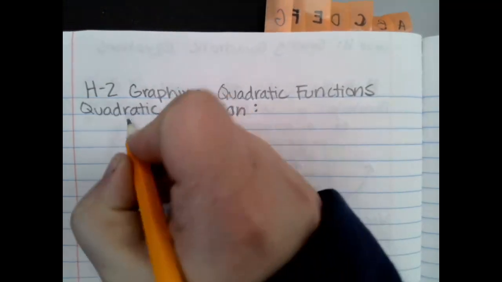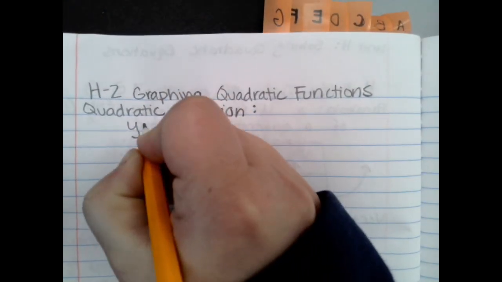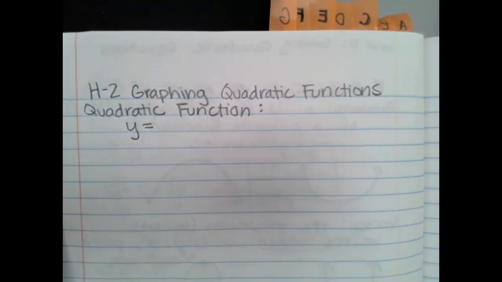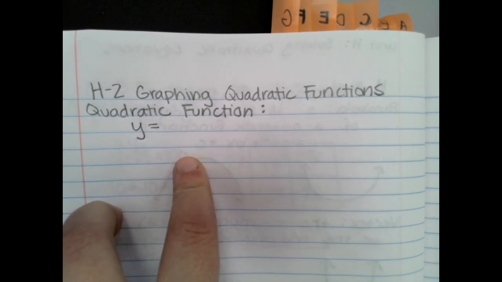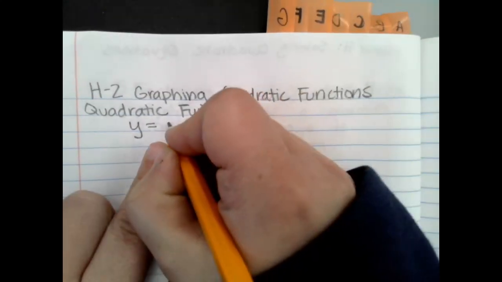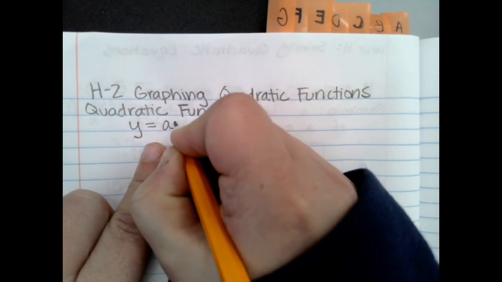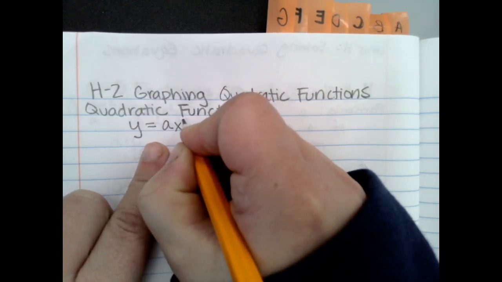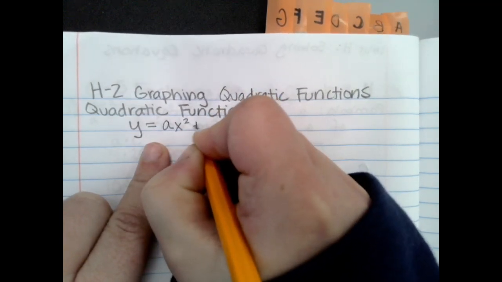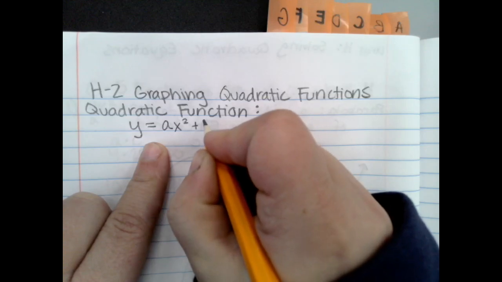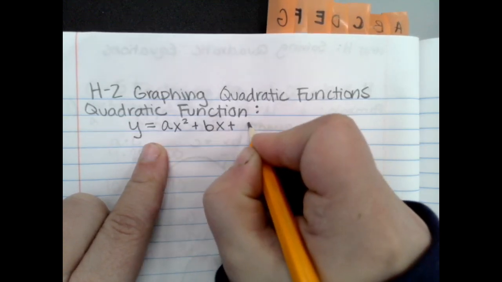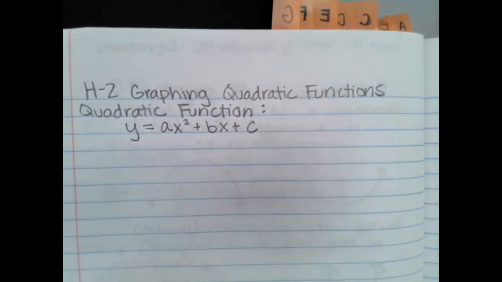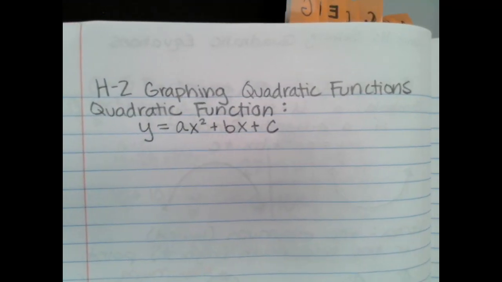And a quadratic function looks like y equals, so it's an input, output. So y is our output. And then it starts with that ax squared plus what? Good, plus bx plus c. Good. y equals ax squared plus bx plus c.